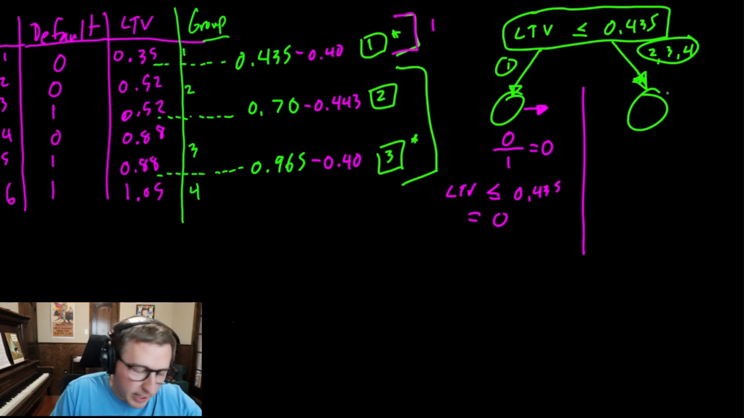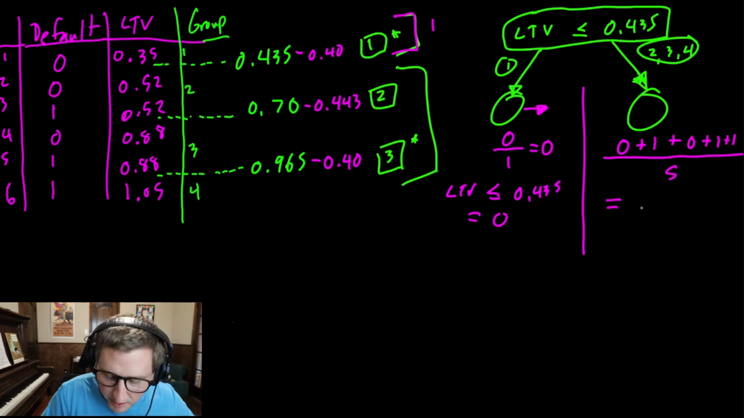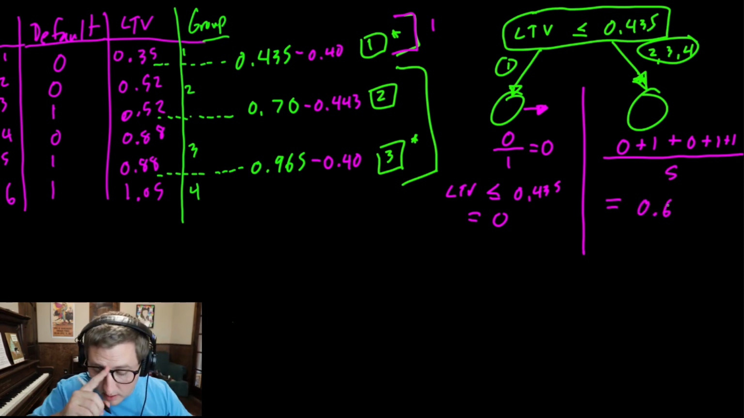Then in the right-hand side here, it's a little more interesting. It's going to be 0 plus 1 plus 0 plus 1 plus 1. And then we're going to divide that by 5. So we're just taking an average here. You add them all up, divide by n. So there's 5 of these. And this is going to be 0.6. So what this is saying, right, is we're not saying it's 0 and 1, right? We're predicting the probability of an event occurring.